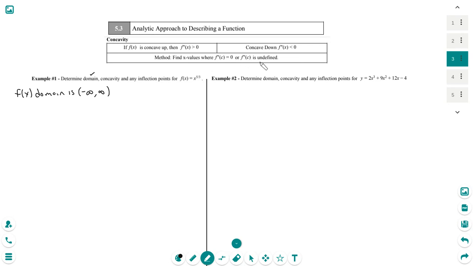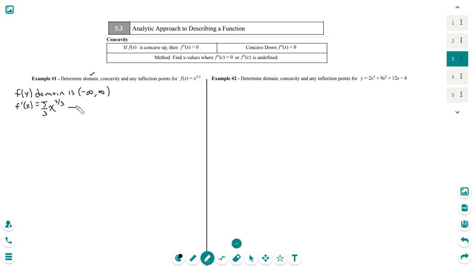values where it's equal to 0 or undefined. So I need to take two derivatives. Let's do f prime of x. That would be, using the power rule, 5/3 x, and then subtract 1 from the power, and that would give us 2/3.